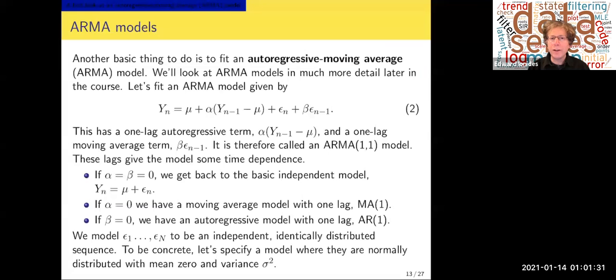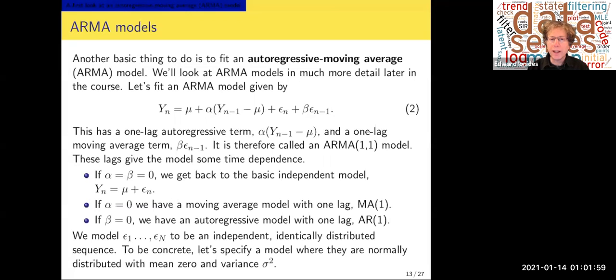And a fundamental class of models is the so-called autoregressive-moving average, or ARMA models. These models are to time series rather like what the linear model is to standard data analysis. We'll look at ARMA models in much more detail later in the course, but let's start to get acquainted with them. Here's one particular ARMA model we're going to fit.